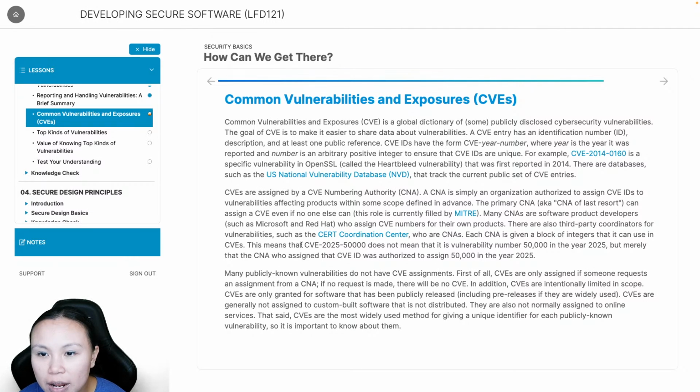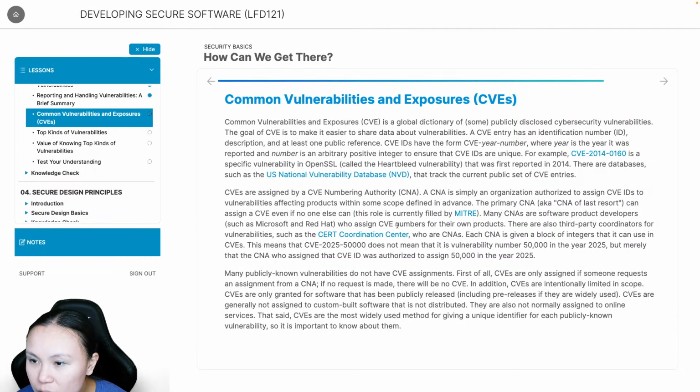So CVE, what are they? It's a global dictionary of publicly disclosed cybersecurity vulnerabilities. The goal of CVE is to make it easier to share data about vulnerabilities. A CVE entry has an identification number, so they will have an ID, a description, and at least one public reference. CVE IDs have a form, so it will usually look like this: CVE dash year dash number. Year is the year that it was reported. Number is just a positive integer, so that they are unique.